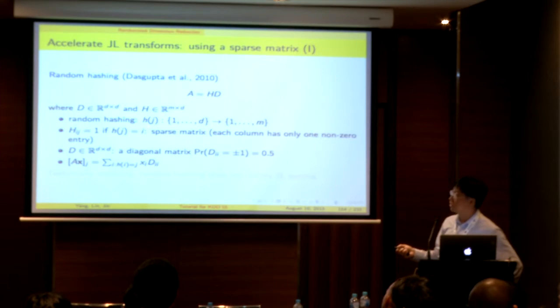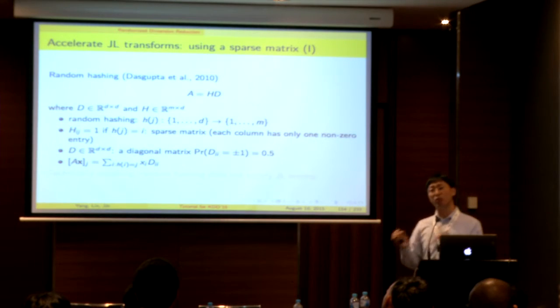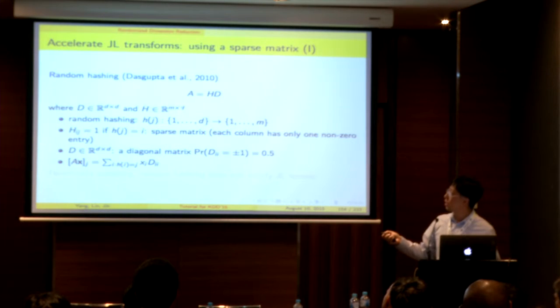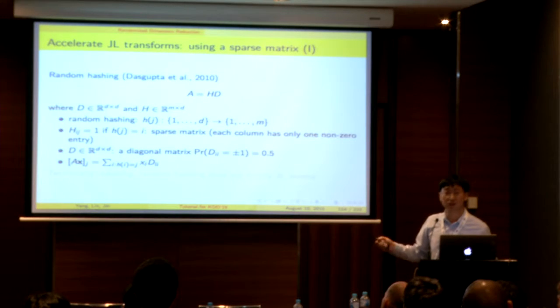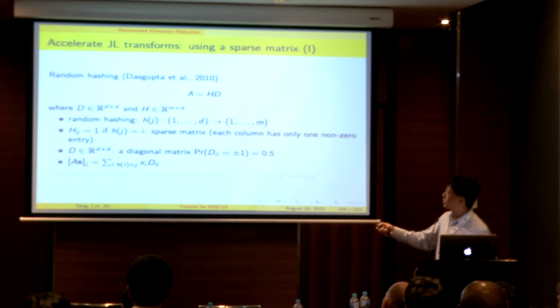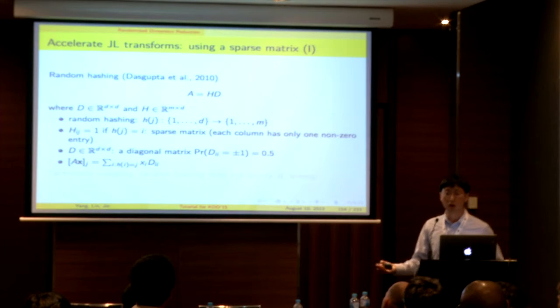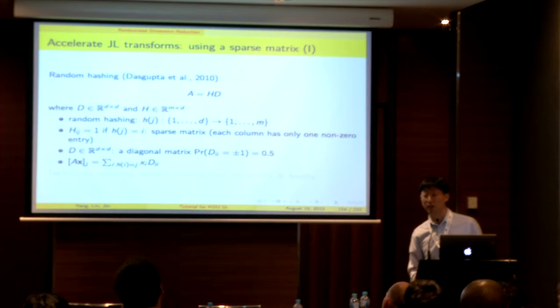Let's say h is a random hashing function that maps the index from 1 to D to an index from 1 to M. You apply this to the D coordinates, right? In this H matrix, for each column, the corresponding non-zero entry is determined by the hashing function that maps that coordinate. So there are only D non-zero entries in the H matrix. If you apply this HD to a data matrix, the computational cost is only the number of non-zero entries in the data matrix. It's very efficient if the data matrix is sparse.